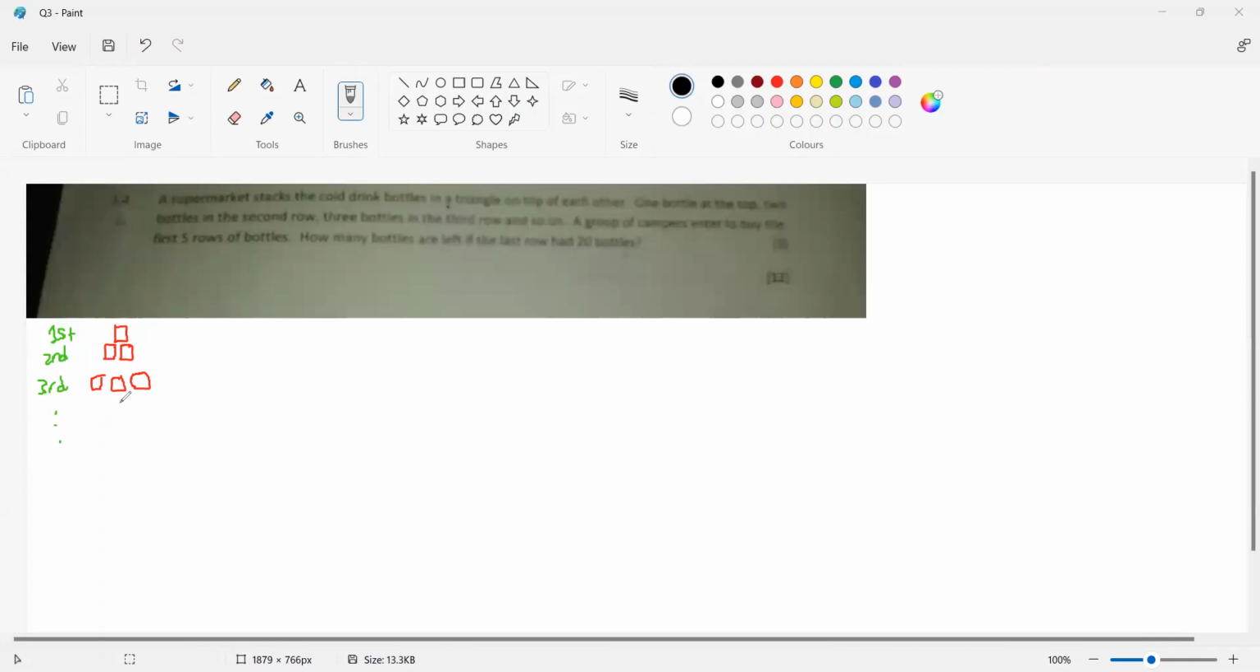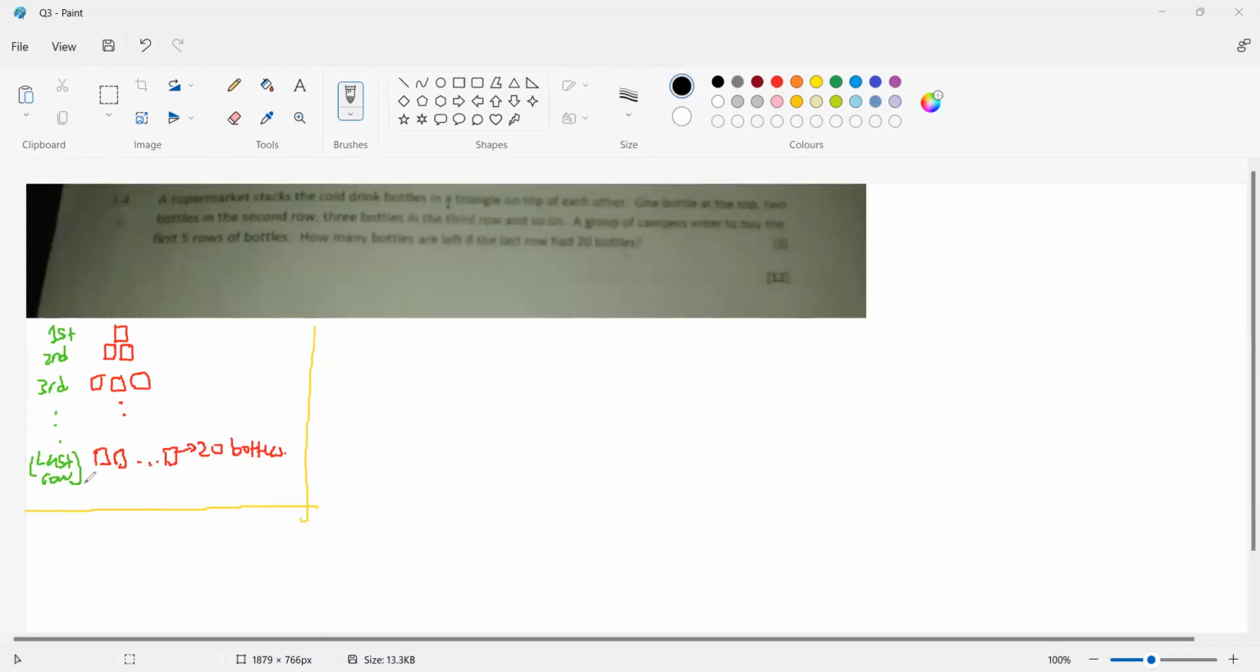A group of campers enter to buy the first 5 rows of bottles. So how many bottles are left if the last row, here I'm just going to use the word last row because they didn't give the number there. So the last row has 20 bottles. It is just a visual representation. It's good to draw something visual like that to understand the problem.